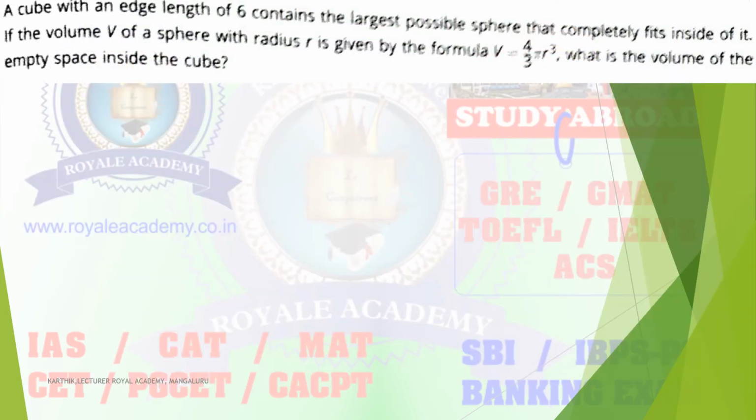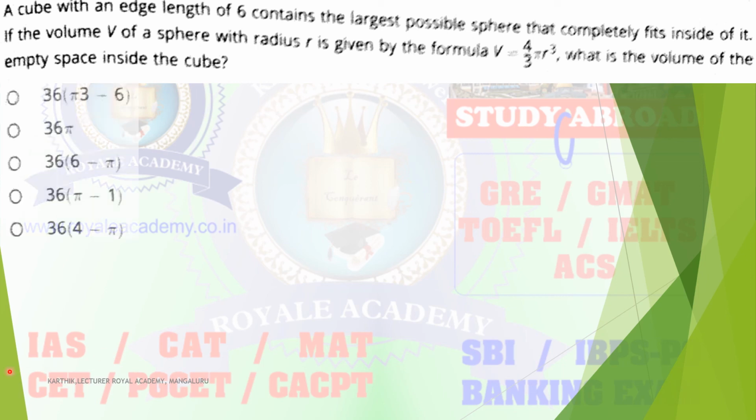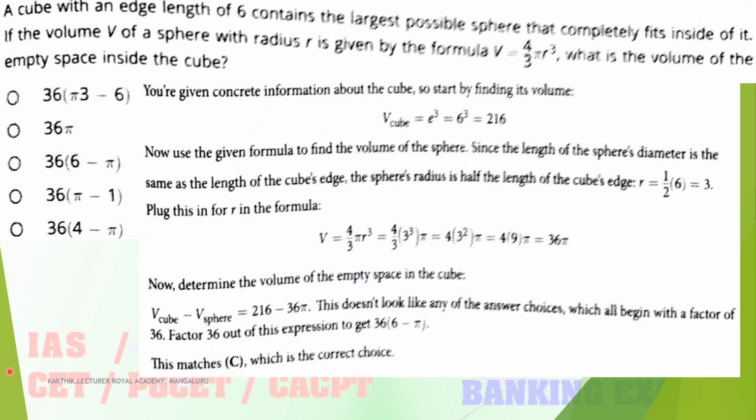A cube with an edge length of 6 contains the largest possible sphere that completely fits into it. If the volume V of a sphere with a radius r is given by the formula V is equal to 4 divided by 3 pi r cube, what is the volume of the empty space inside the cube? You have to determine the empty space inside the cube. So how to determine? These are the options.